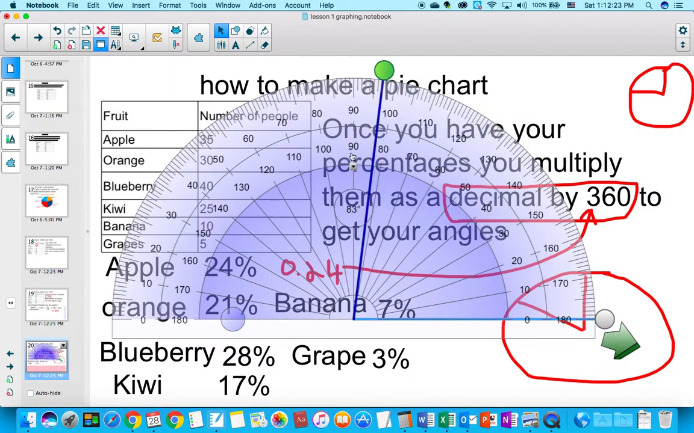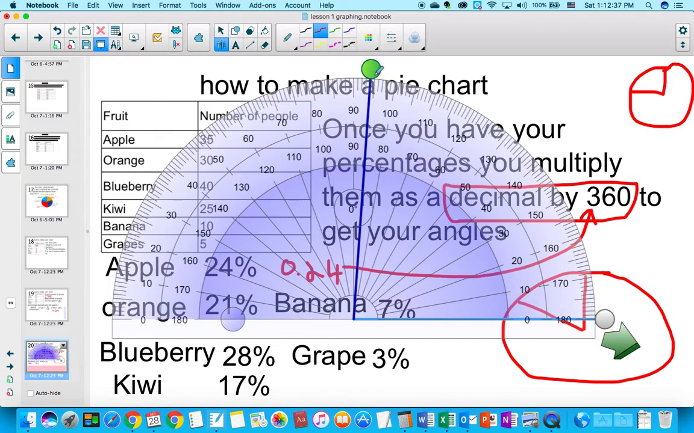So 86, roughly around here, right? And so you would read your protractor and make a pie chart, right? That looks like a pie slice, right here. And that's the amount of your pie that you're going to shade in or cut off from the rest, because that represents the number of people that like apples.